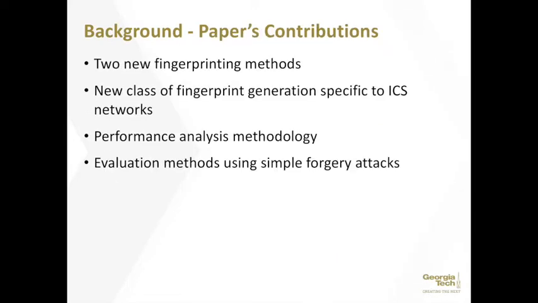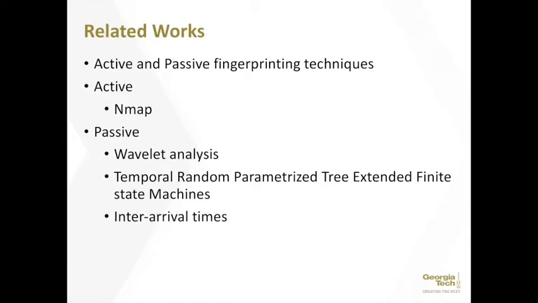Now, the major contributions of this research include two new ways of fingerprinting that take advantage of the unique characteristics and properties of ICS networks. They have a new class of fingerprint generation specific to ICS networks, starting out with white box modeling. It has performance analysis using both real-world and lab environments, and then it has an evaluation of the methods under simple forgery attack methodology, to see how well these fingerprinting methods hold up in these kinds of attacks.